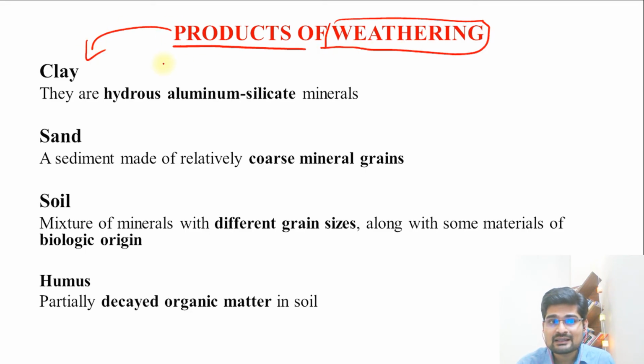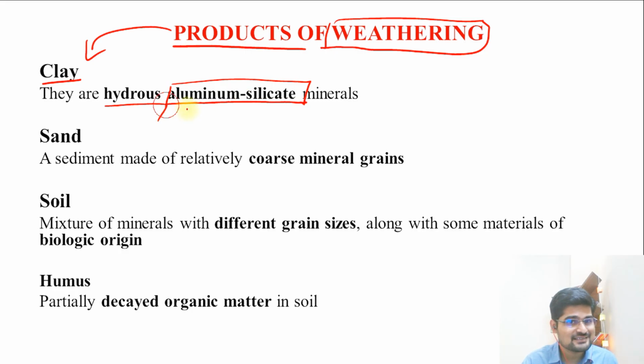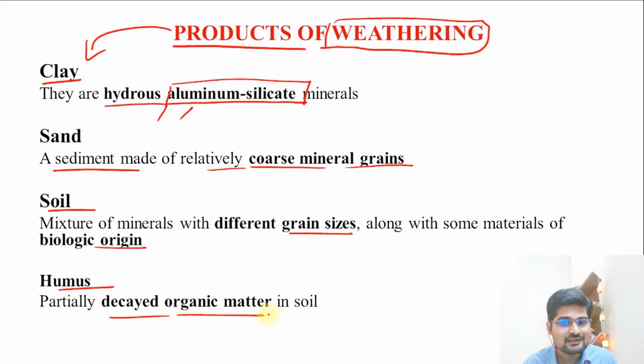What are the products of weathering then? Clay is one important thing, which is also known as hydrous aluminum silicate. So remember the process of hydration. Hydrous aluminum silicate is what we understand as clay, and remember, clay is used for so much production of our utensils and so many artifacts. Then sand is important, a sediment made of relatively coarse mineral grains. Then soil formation is important, grains of different sizes, and humus is again decayed organic matter that is present in the soil. All these things are helpful in terms of human cultures, they are products of weathering. That's how they are related.